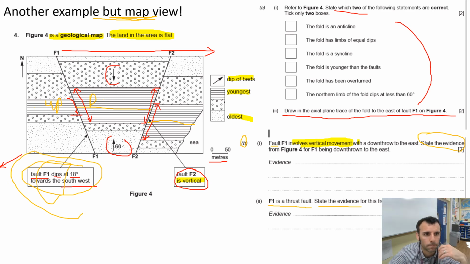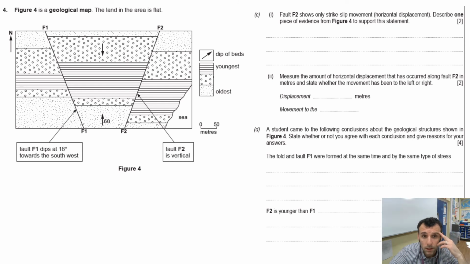Okay, so this is related to the same question. I'm not going to give you too much help because I want you to be able to have a go at this yourself. But question C at the top there, F2 shows only strike slip movement or horizontal movement. Describe one piece of evidence. If you listened to what I said earlier, you should be able to do that now. And then the second part says measure the amount of horizontal displacement. So make sure that you are doing this accurately and you are using the key.